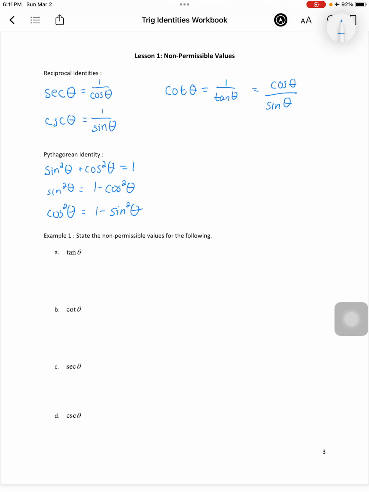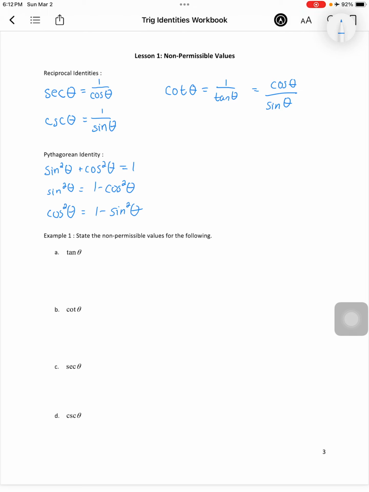So at the top here, we're talking about reciprocal identities. This is talking about if you were to flip a trig function, what is it related to? So secant theta is related to cos, so it's 1 over cos. Cosecant is related to sine, cotangent is related to tan. And for tan theta, just a little review. Tan theta is sine over cos. So if cotangent is the flipped version of tan, then it's going to be cos over sine.